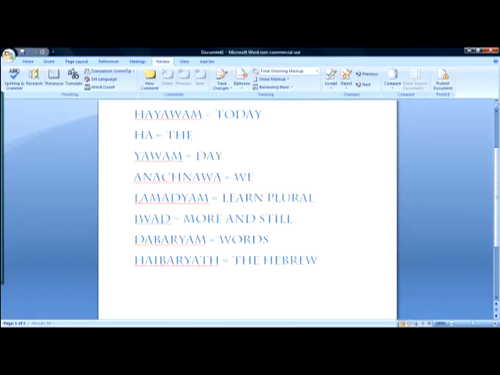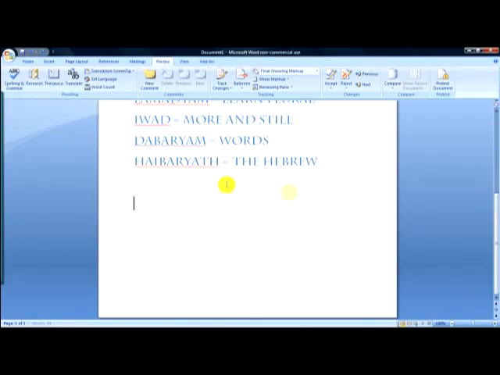Now, the last show we did prepositions, which are prefixes, which are Hebrew letters that you fix at the front of a word. And those letters, such as here in the word Ha'Ibaryath, which is two words, Ha at the beginning of the word is the, and then Ibaryath is Hebrew. Alright, so that was the show we did last week.